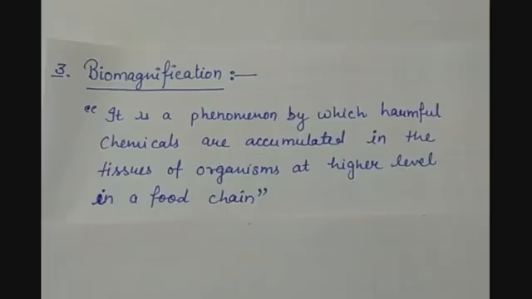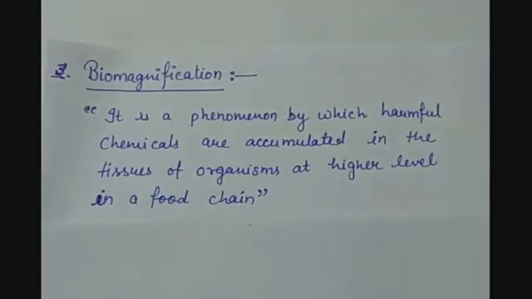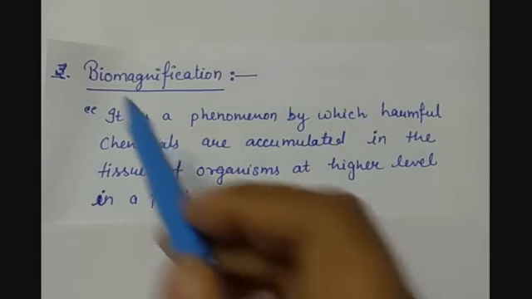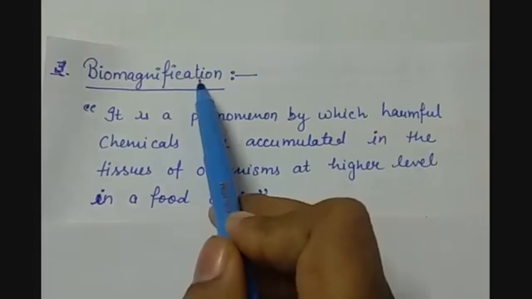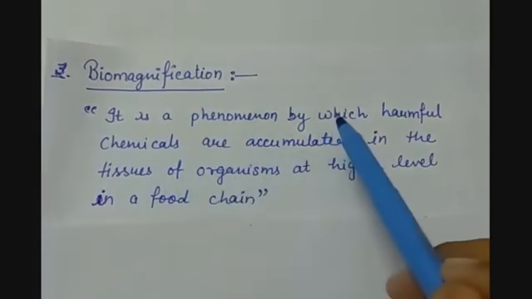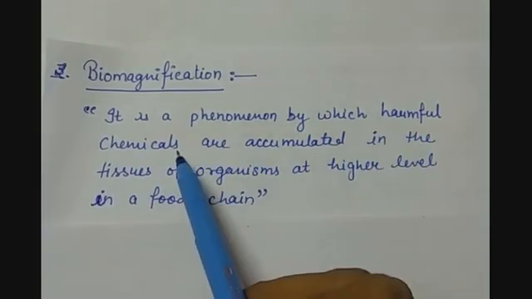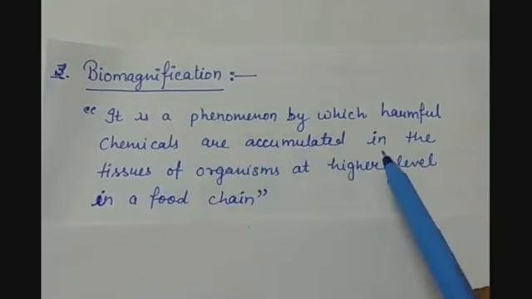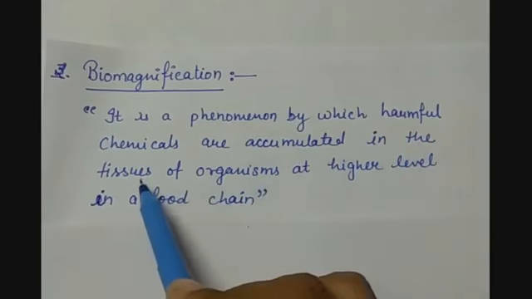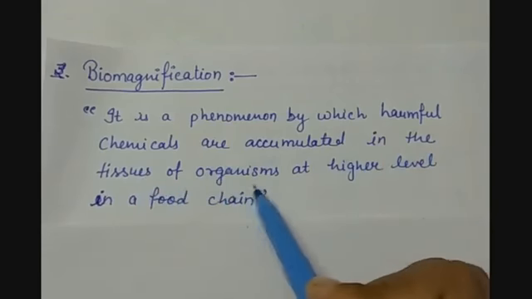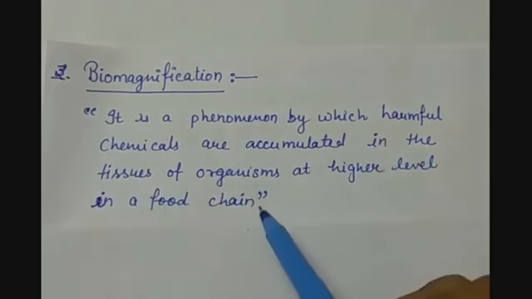Next topic is our second topic, that is biomagnification, or it is also called biological magnification. What is getting magnified? The chemicals, or harmful chemicals, I should say. So we can define biomagnification as a phenomenon by which harmful chemicals are accumulated in the tissues of organisms at higher levels in a food chain.